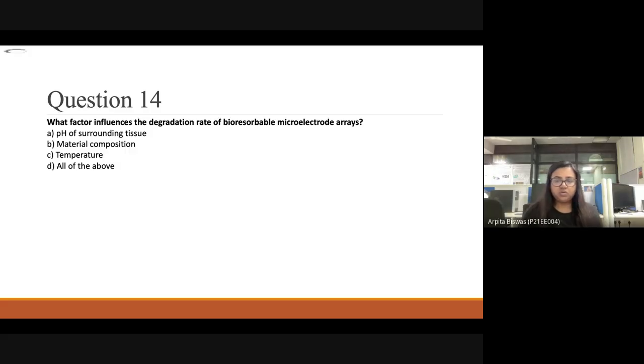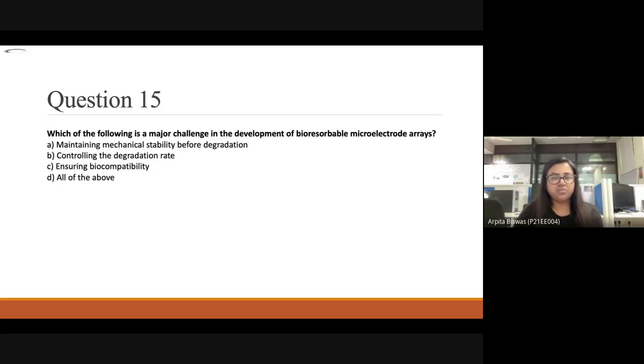The right option is all of the above. Next, question number 15. Which of the following is a major challenge in the development of bioresorbable microelectrode arrays? First option is maintaining mechanical stability before degradation. Second option is controlling the degradation rate. Third option is ensuring biocompatibility, and option D is all of the above.